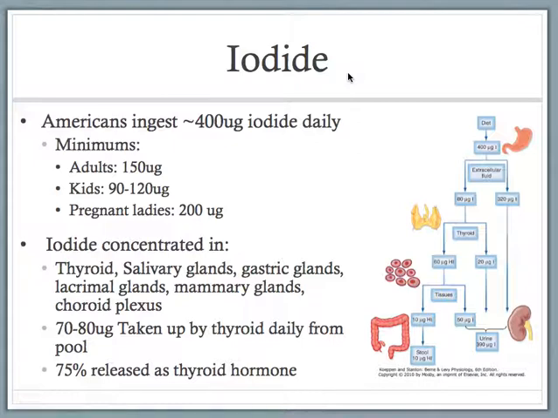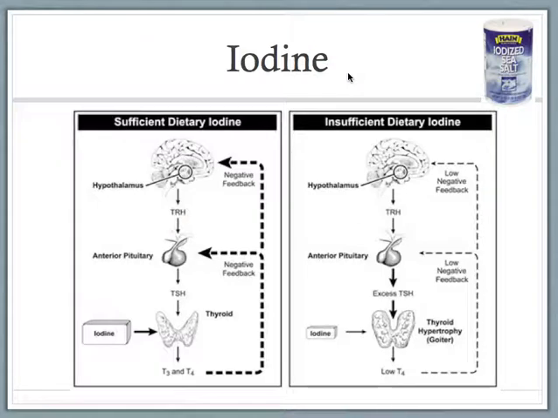And it is stored in places like the thyroid, but also different glands. So salivary glands, gastric, lacrimal, so the tear glands, mammary. The choroid plexus is in the brain, and that is the area associated with the production of cerebral spinal fluid. About 70 to 80 micrograms are taken up every day from the thyroid, adding to its pool so that it can create thyroid hormone, and 75% of iodine in the body is released as thyroid hormone. So we're taking in more than enough, and whatever we do take in will be utilized in some way as thyroid hormone. So this is what iodized sea salt looks like.